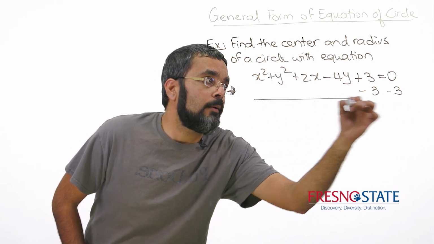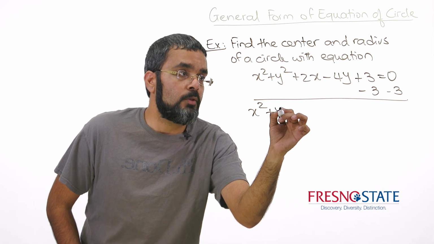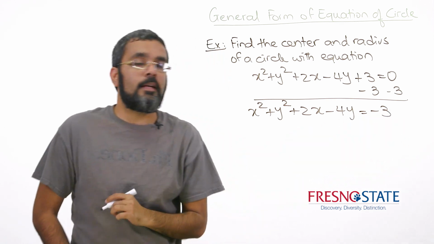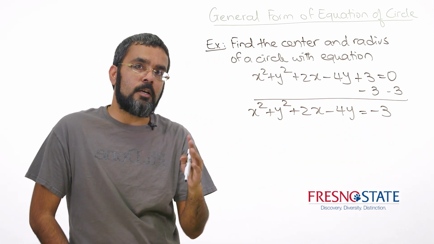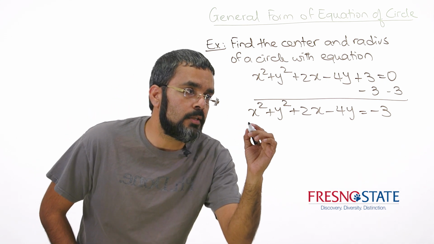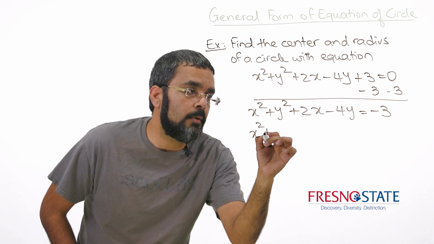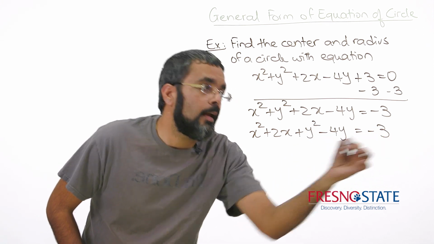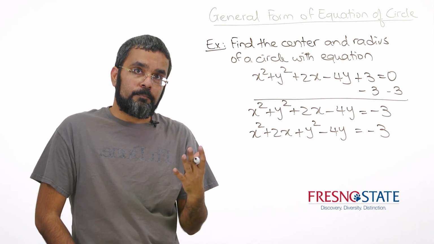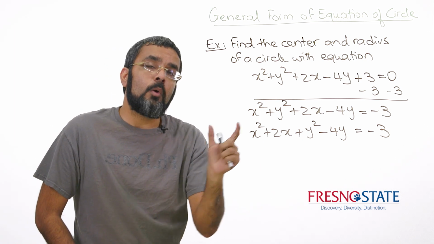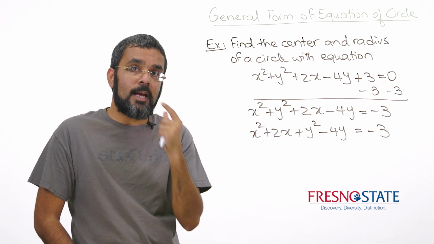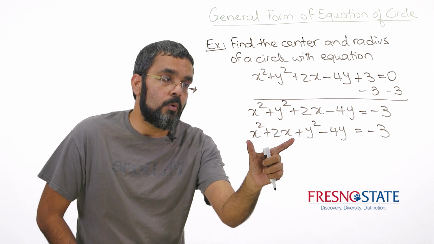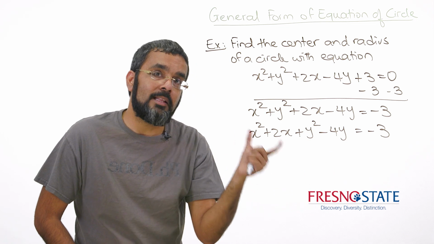If I do that, I get x squared plus y squared plus 2x minus 4y equals negative 3. Now I'm going to rearrange the terms so that all the x's are together and all the y's are together. So I get x squared plus 2x plus y squared minus 4y equals negative 3. Now this is the big step: I'm going to complete the square. Remember, the standard form was x minus h quantity squared plus y minus k quantity squared. So using these two terms and these two terms, I want to complete their squares.